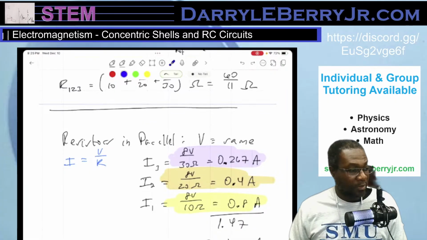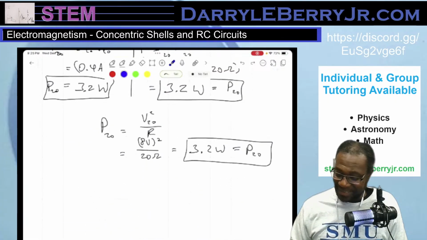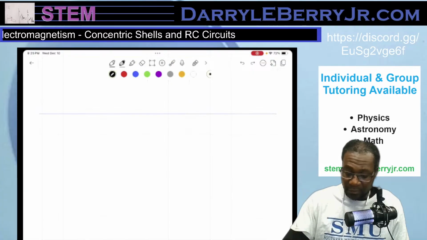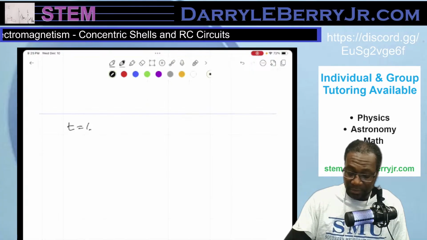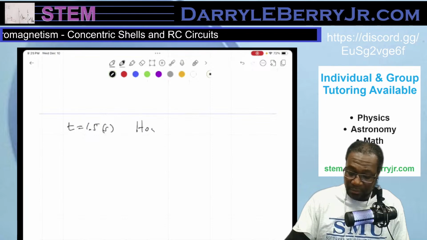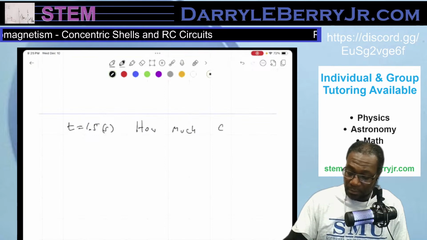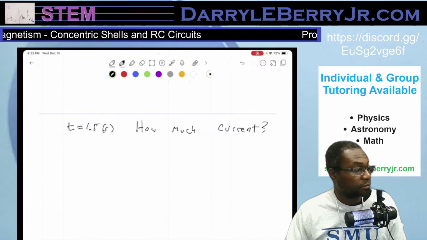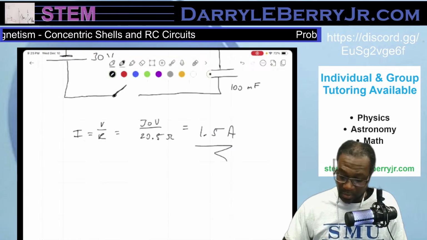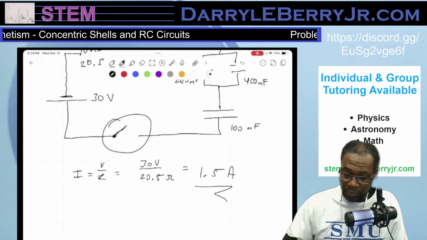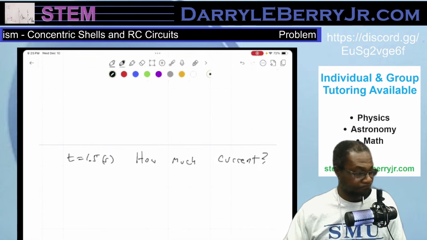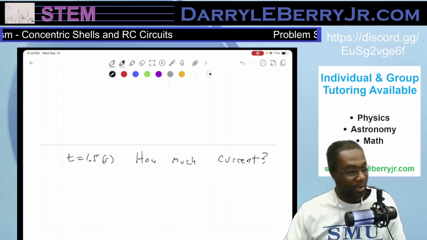So why don't I find out at t equals 1.5 seconds how much current is going through the switch. So how much current is going through the switch here at 1.5 seconds. So let's calculate that.